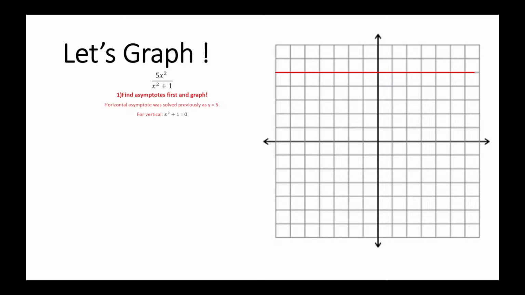Now, for the vertical asymptote, we'll take the denominator and set it equal to 0. So we end up with x squared plus 1 equals 0, and then we can do algebra to solve. Let's subtract 1 on both sides, and then we'll end up with x squared equals negative 1. We want to get x by itself. The opposite of the squared that's there is a square root, so we'll square root both sides. When we do so, we end up with this line here.